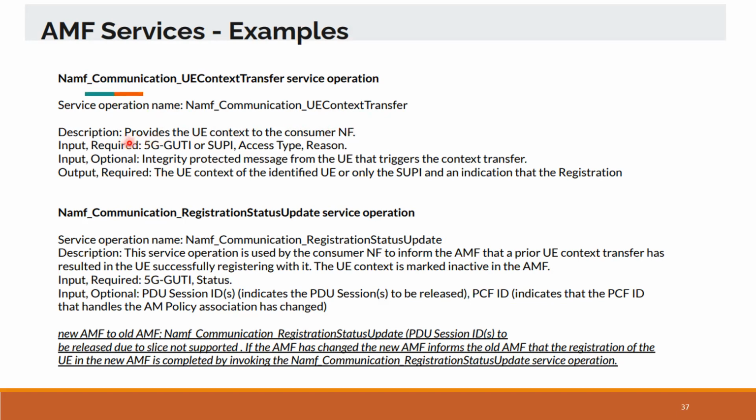Input: what input is required? 5G-GUTI or SUPI is required, the access type is required, and the reason is required, that is, why you are asking for the context. The optional input can be integrity protected messages from the UE that trigger the context transfer. There may be some condition based on which the context transfer is done. The output required from this AMF is the UE context, or the identified UE or the SUPI, and an indication that the registration is now not there. Okay, so via this AMF communication, UE context transfer, you can transfer the context from one AMF to another AMF.